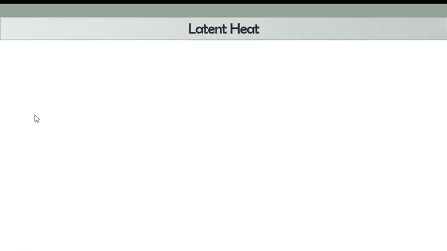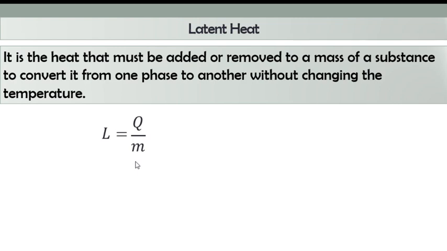We know that a substance needs energy transfer, or Q, to change the phase of a certain mass, or M, of a substance. So this ratio of Q over M is an important thermal property of a substance, called latent heat, or L. Latent heat is the heat that must be added or removed to a mass of substance to convert it from one phase to another without changing the temperature. From this definition of latent heat, we can derive the formula for energy transfer, or Q, which is Q equals mass times the latent heat.